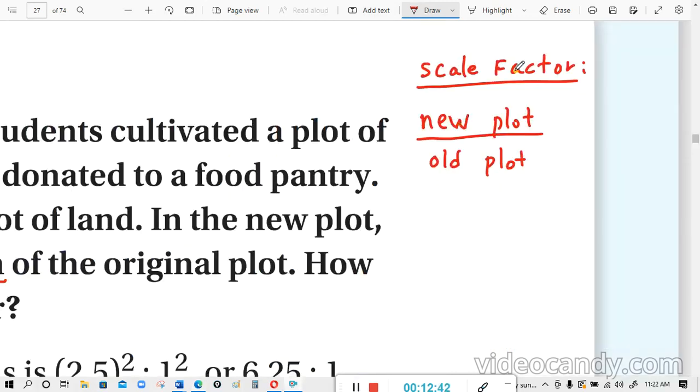So we'll do the side lengths or the scale factor first. They said the new plot is 2.5 times more than the old plot as far as the scale factor or side lengths are concerned. So I'm just going to make the ratio 2.5 over 1, because the new plot is 2.5 times more than the old plot as far as length and width.